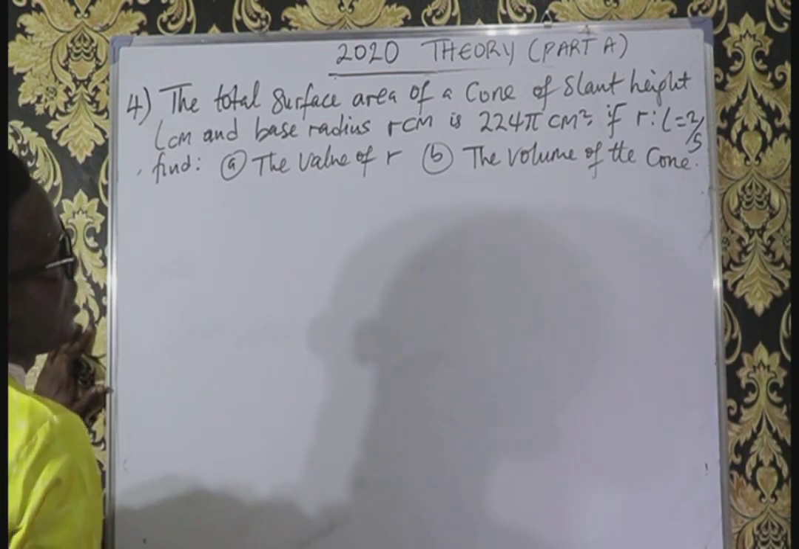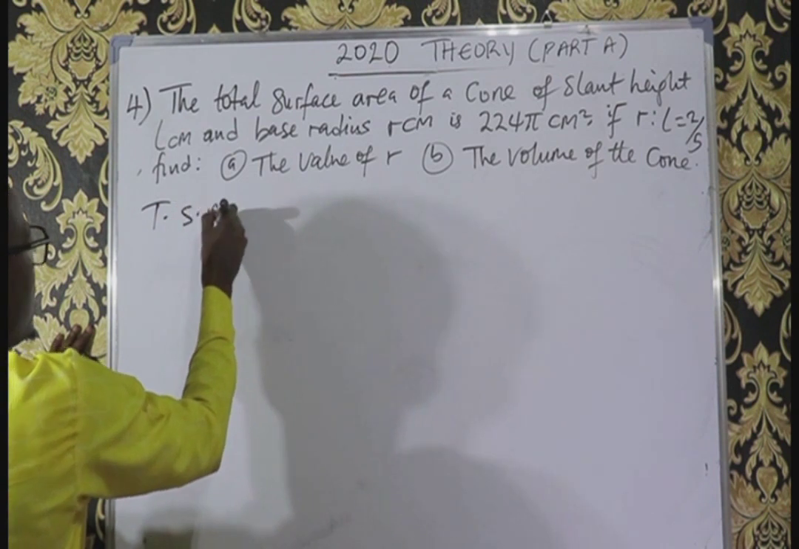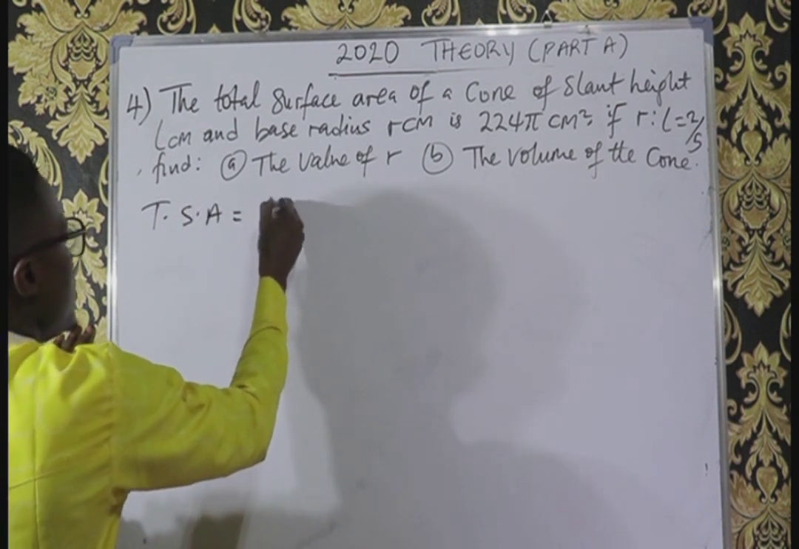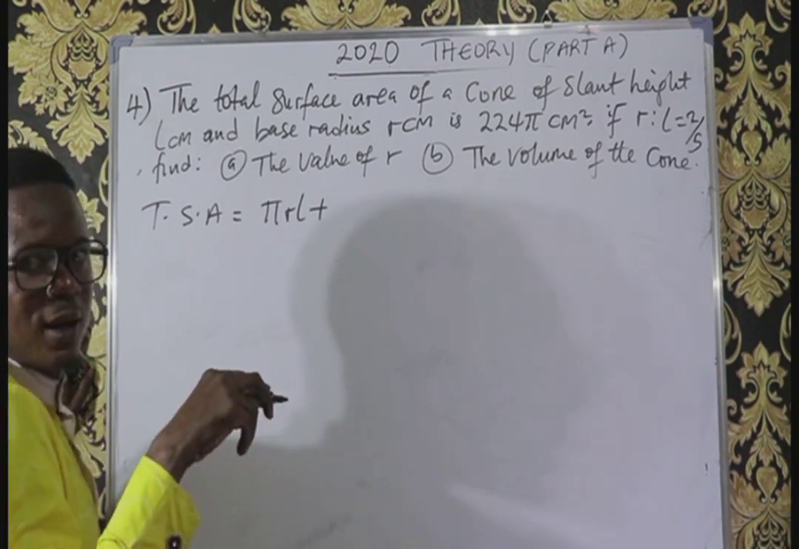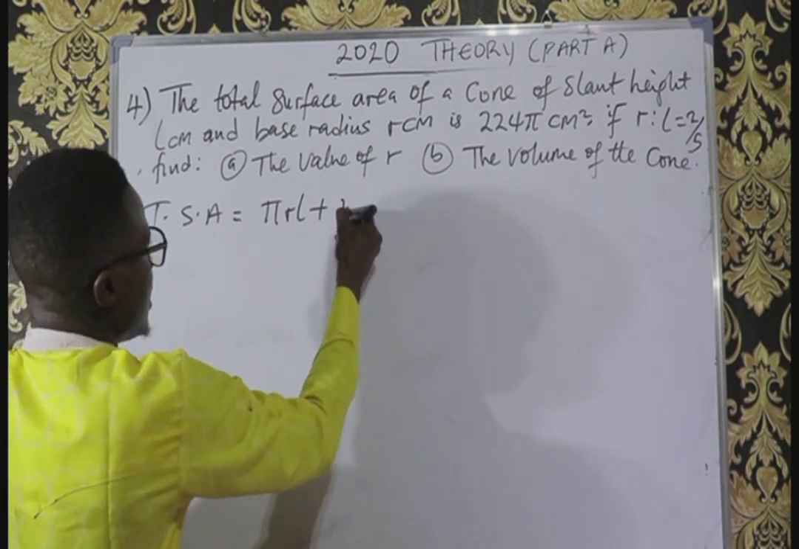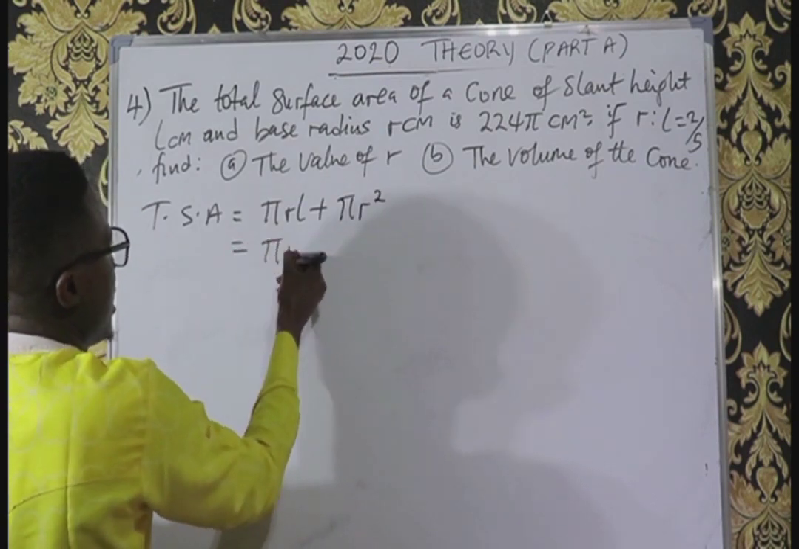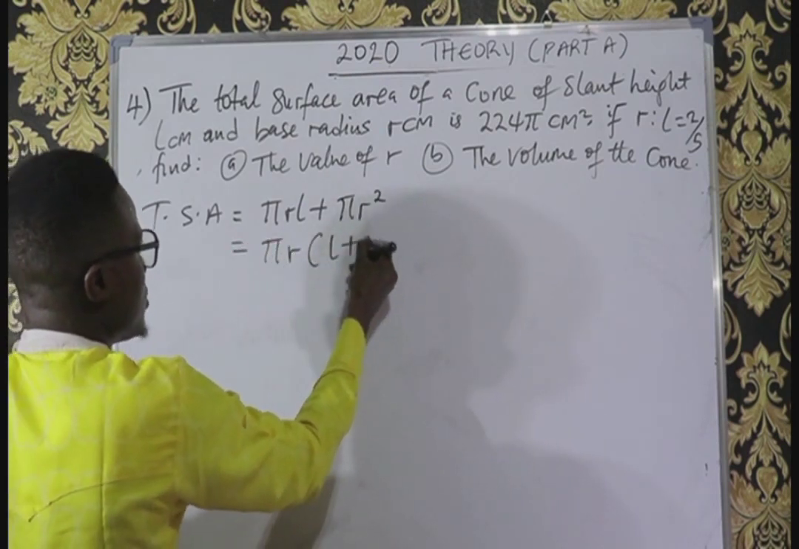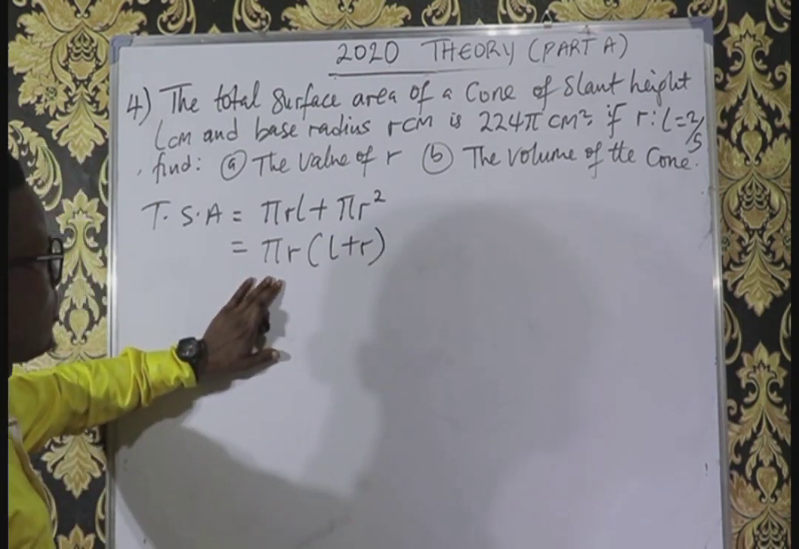Remember, the total surface area of a cone is the curved surface area plus the area of the circular face, which is πr². If I factor out, I'll have πr(L + R). This is the formula you use in getting the total surface area of a cone.